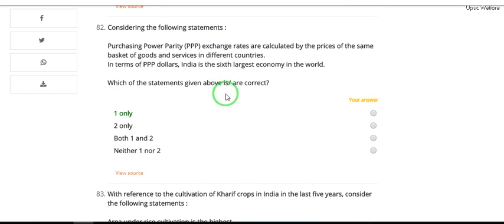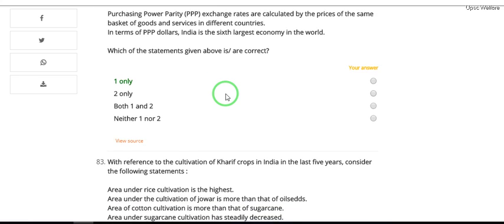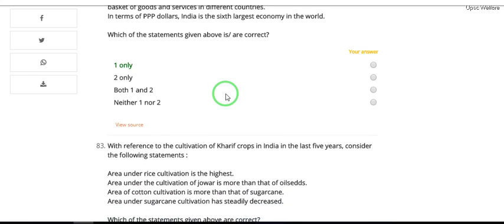Now see here, 82, about purchasing power. Purchasing power parity, PPP exchange rates are calculated by the price of the same basket of goods and services in different countries. Yes, that's correct. And the second option, that in terms of PPP dollars India is the 6th largest, is going to be wrong. So only one, A, will be correct here.